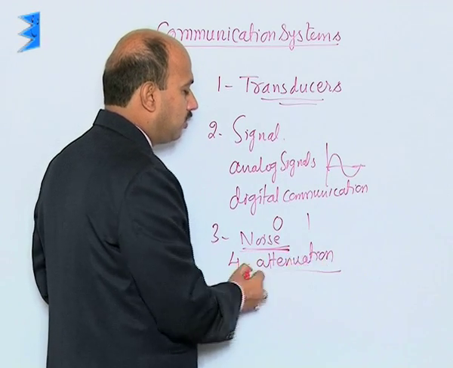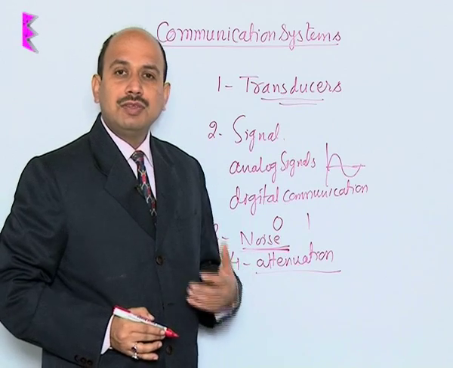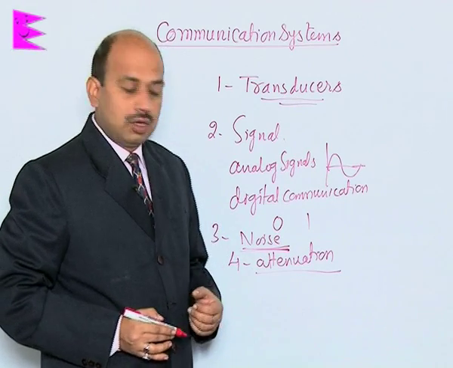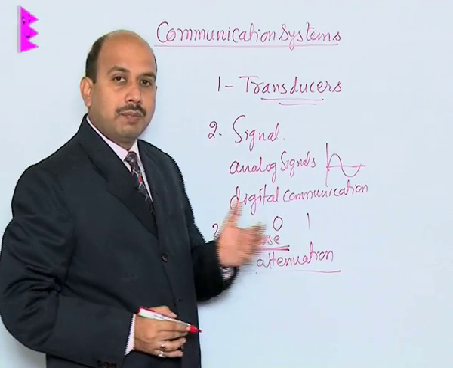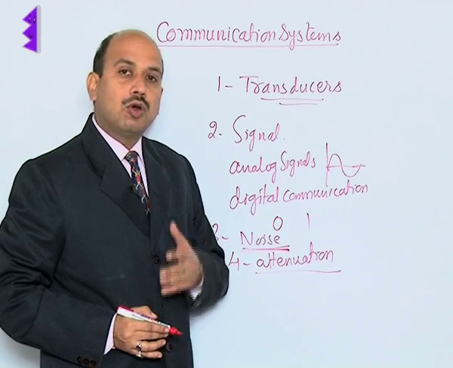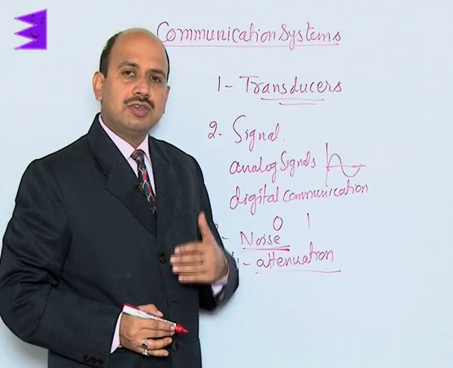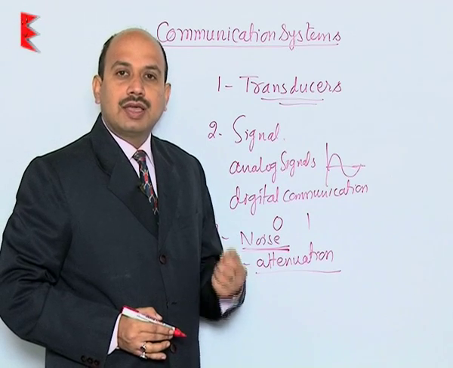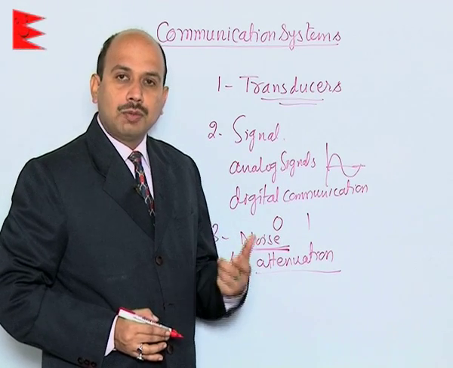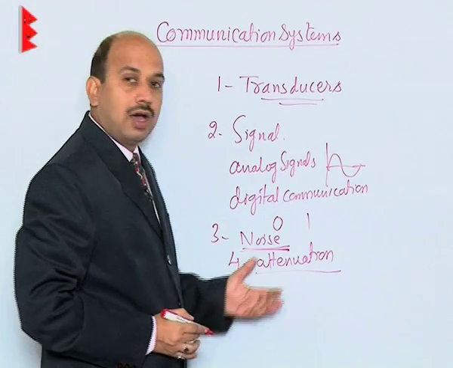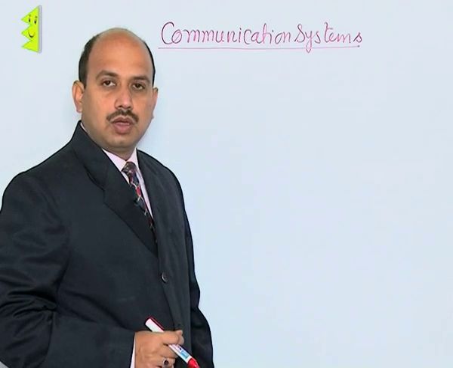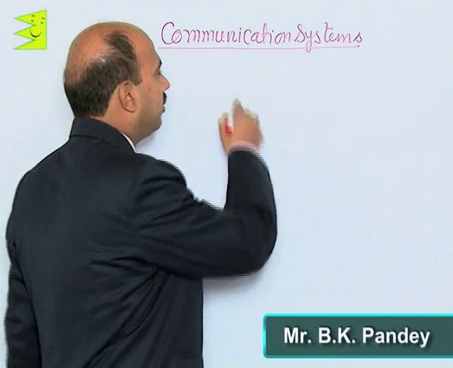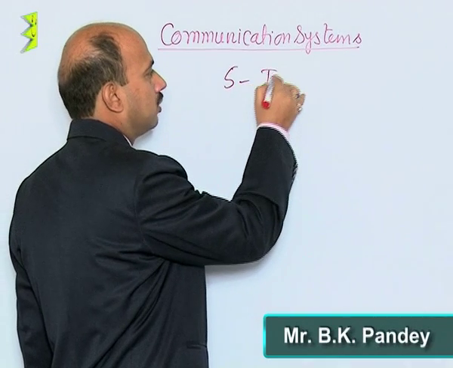In attenuation, what happens? That is basically the loss of strength. When the signal travels from one place to another, its energy is absorbed by the atmosphere or lost in some other form. In this way, the strength of the signal gets reduced, and this loss of strength of the signal is known as attenuation. Now, after attenuation, another part is the transmitter.